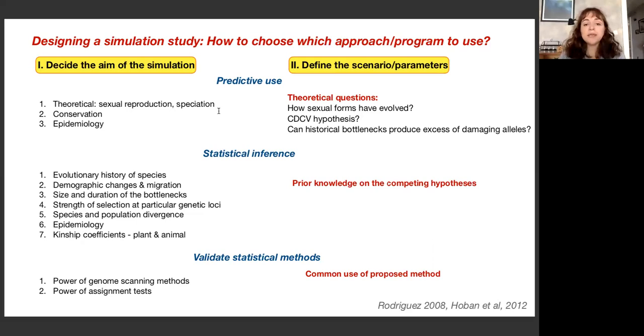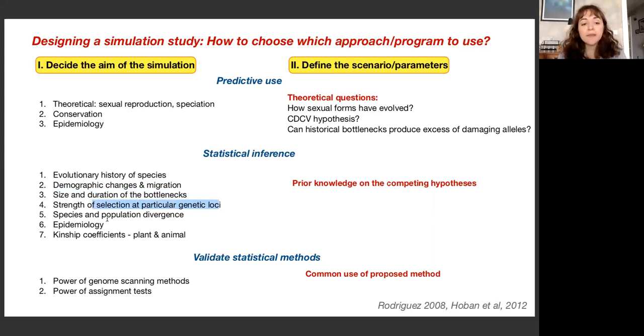Another approach can be statistical inference. If we would like to study the evolutionary history of a species or demographic changes or migration patterns in a single population or between populations, or if we would like to study, for example, what was the size and duration of the bottlenecks that the population experienced, we can also study the strength of the selection at particular genetic loci by simulating the genetic data again.